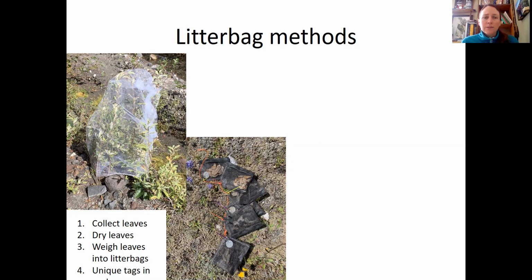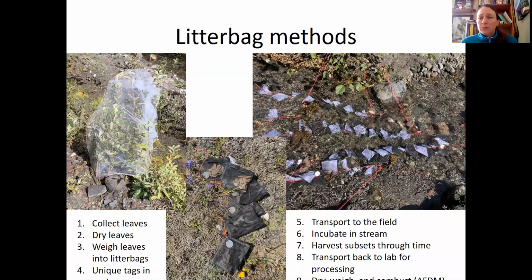We dry the leaves, we weigh them out and place them into mesh bags, and we provide little unique tags so we can identify the bag and measure its weight before and after we expose it to the environment. Then we transport the bags to the field, we incubate them in a stream or a lake, and then we pull out subsets of bags over time and transport them back to the lab for processing.